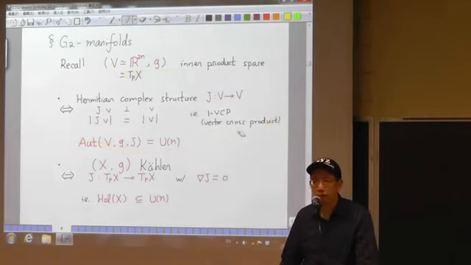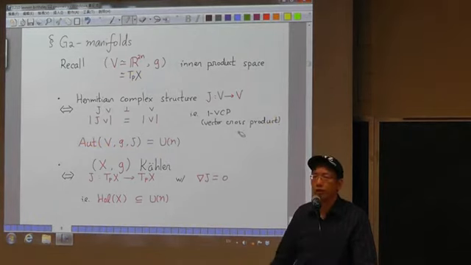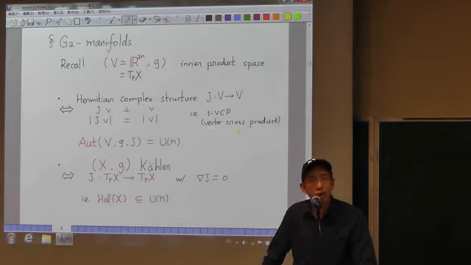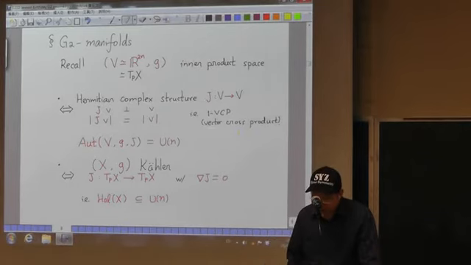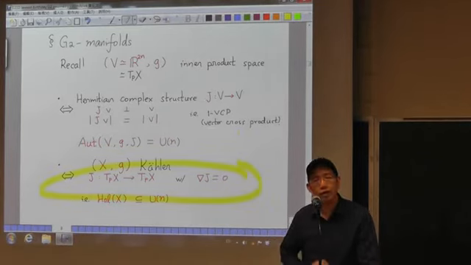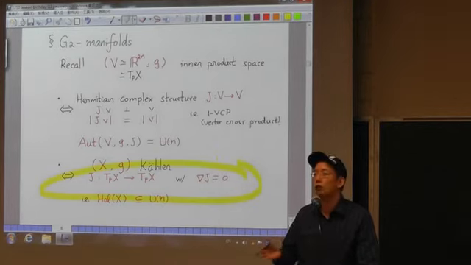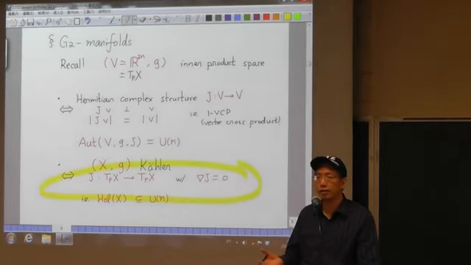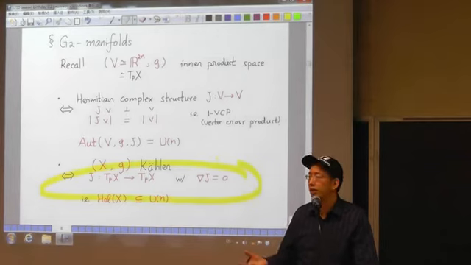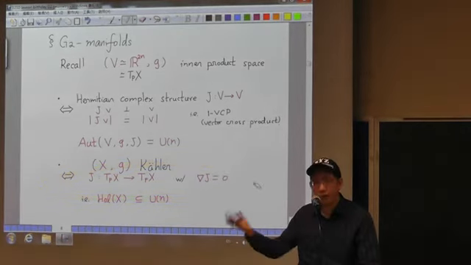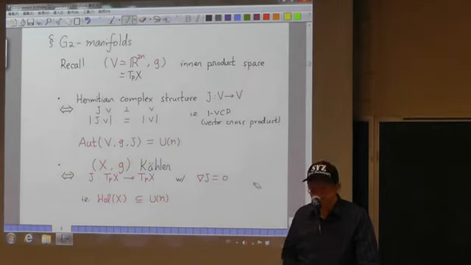Okay. And the automorphism group of this linear structure is just a unitary group. And if you have such a structure on every tangent space, so you have J on every tangent space, and then when you move from point to point, this is covariant constant. And that is the equivalent of saying that the manifold is a Kähler manifold. Okay. And another way of saying it is the holonomy group is this symmetry group. It's a unitary group.